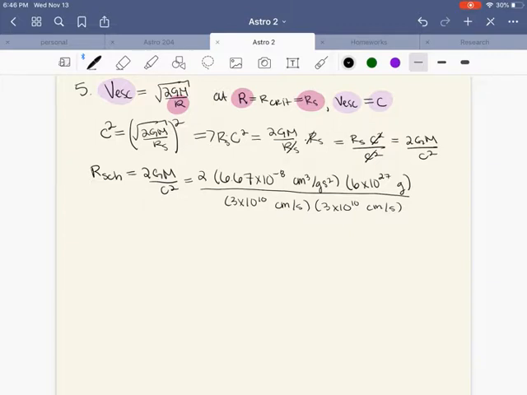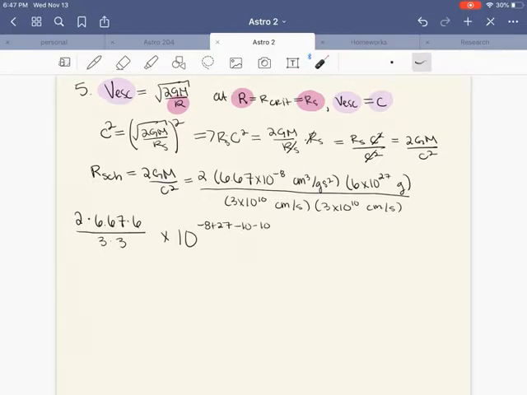So now, since these are in scientific notation, to do this math, I'm going to multiply and divide my coefficients and add and subtract my exponents. So for my coefficients, I have 2 times 6.67 times 6. I'm going to divide that by 3 times 3. And then that's going to be times 10 to the negative 8 plus 27, because that's multiplication, and then minus 10 because those are divided.